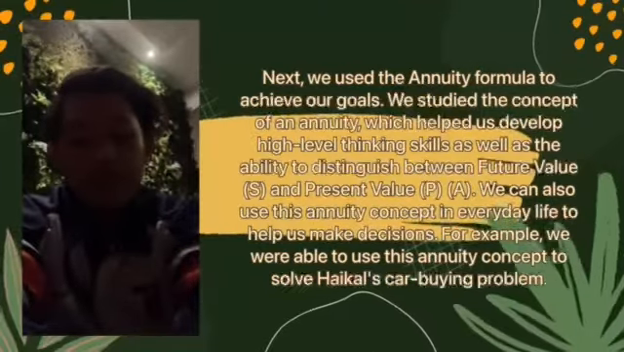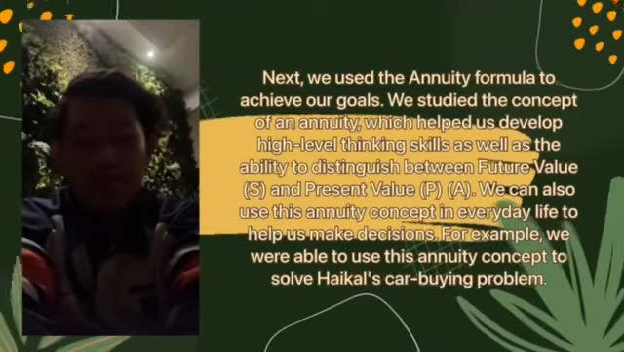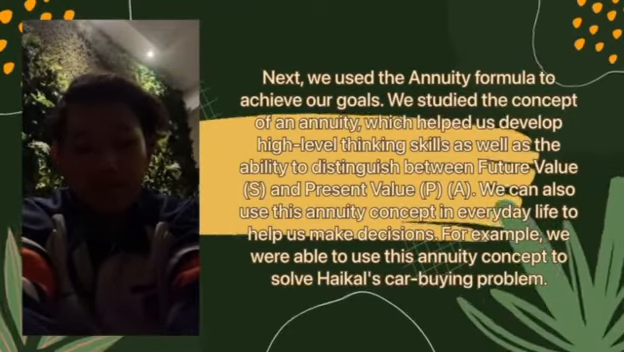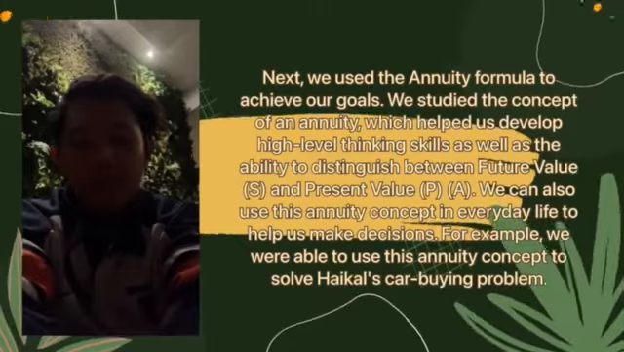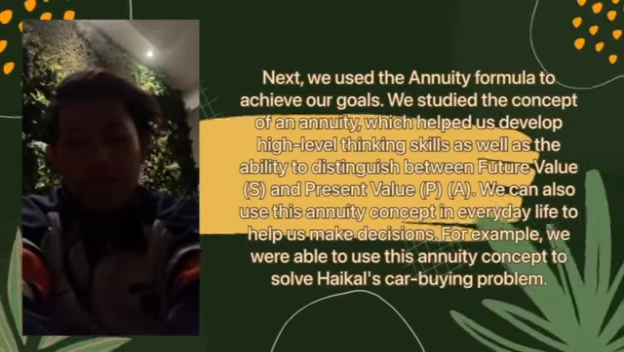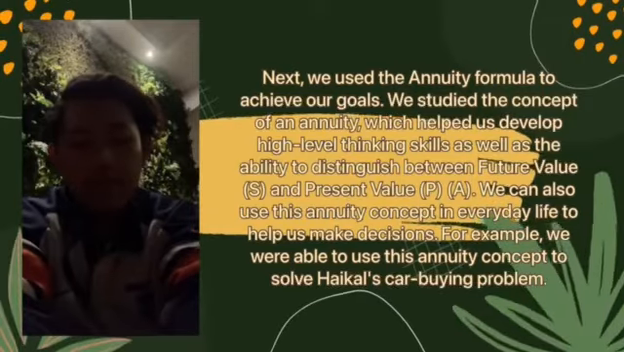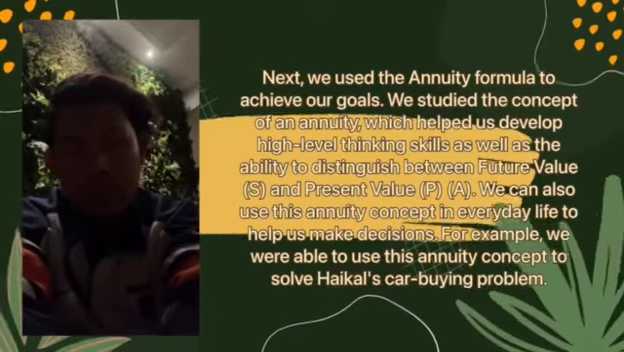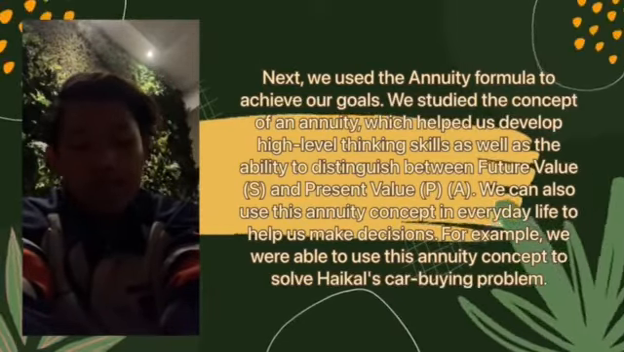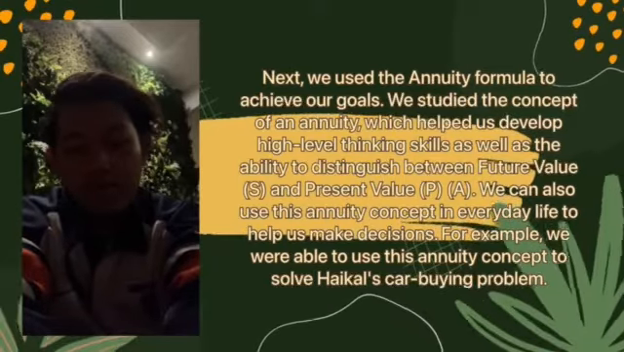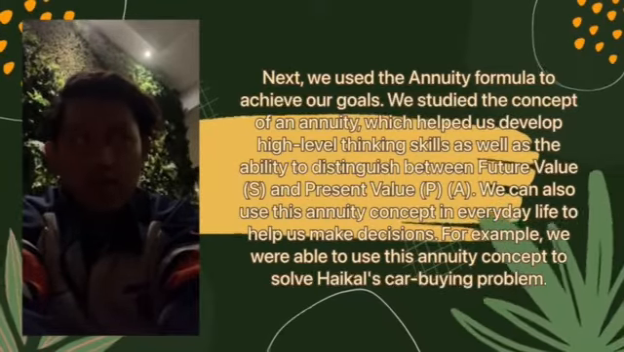Next, we used the annuity formula to achieve our goals. We studied the concept of an annuity, which helped us develop high-level thinking skills, as well as the ability to distinguish between future value and present value. We can also use this annuity in our everyday life. For example, we were able to use this annuity concept to solve Haikal's car buying problem.